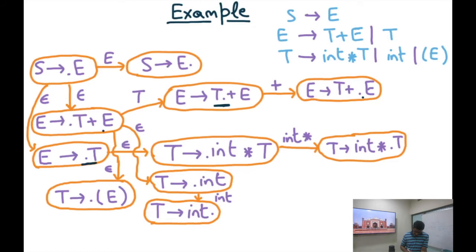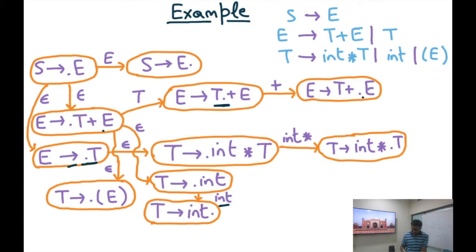But if I look at this particular production, E produces T, and this particular item where the dot is at the leftmost, then it has epsilon transitions to all the other productions of T. So this has an epsilon to T produces dot int star T, T produces dot int, and so on. Also, similarly, I have a transition from T produces dot int to T produces int dot after consuming an integer token.